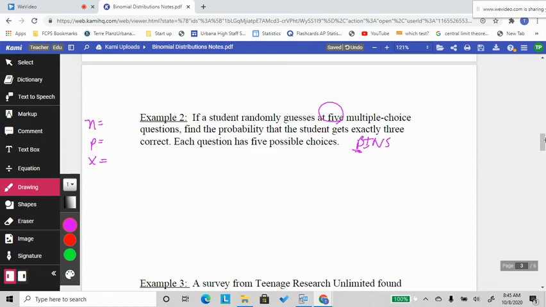So we have 5 multiple choice questions. The probability that the student gets exactly 3 right, that's how many I want right, that's my X. And each question has 5 choices. So let's say I have no clue how to do this and I'm just going to guess. So I have a 1 in 5 chance, and I'm going to just change it to a decimal, a 0.2 chance of getting the question right.